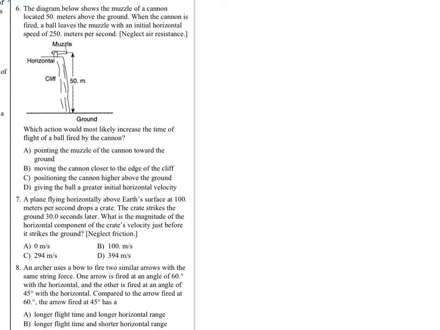let's list some of the things that would increase airtime. So if we want to increase our airtime, there are two things that could happen. Increase our angle, or increase our height. And looking at our choices, the only choice that fits that is choice C, positioning the cannon higher above the ground. That increases the height from which it falls, therefore more height, more airtime.